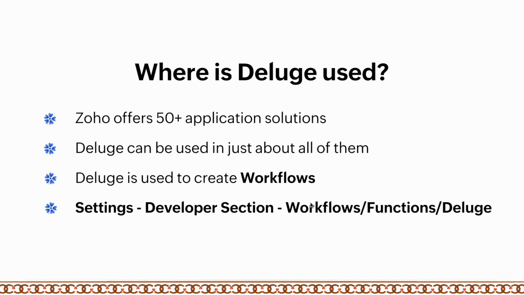The words are usually used interchangeably. You'll find Deluge, functions, workflows, a little bit differently in a lot of the Zoho applications. Typically, you'll go to the settings of the application you're using. Let's say you're using Creator or Books or CRM. You'll usually go to the settings section. There'll be a developer section there, maybe integrations. You'll find the word workflow, functions, Deluge, practically the same thing, just named differently on the platforms.